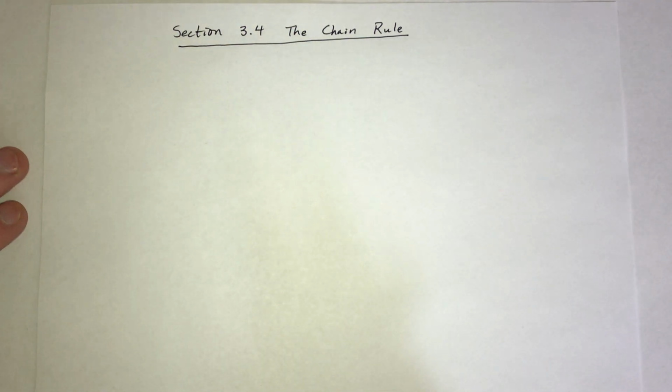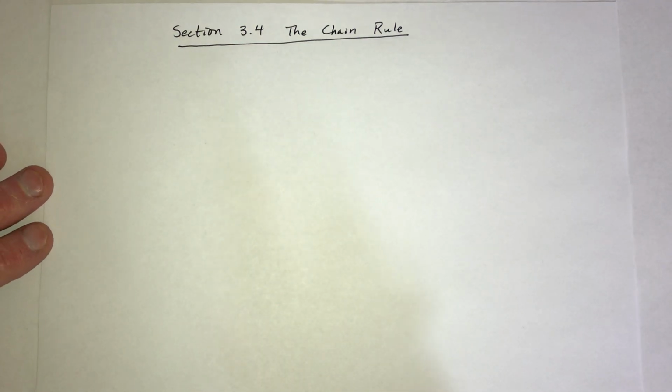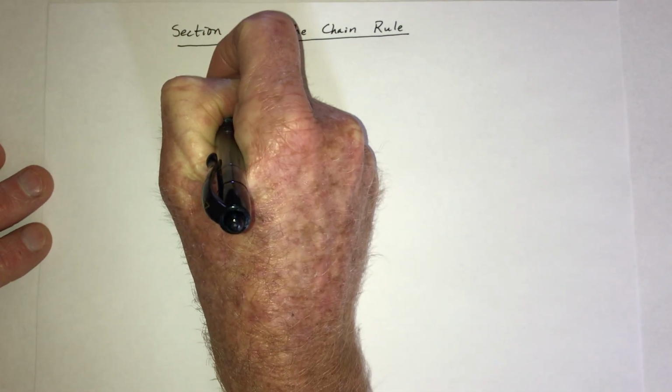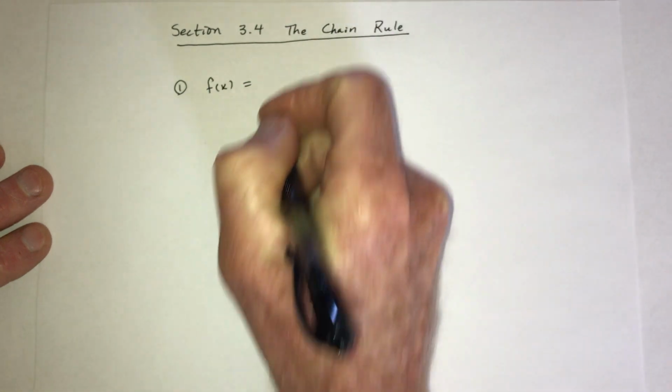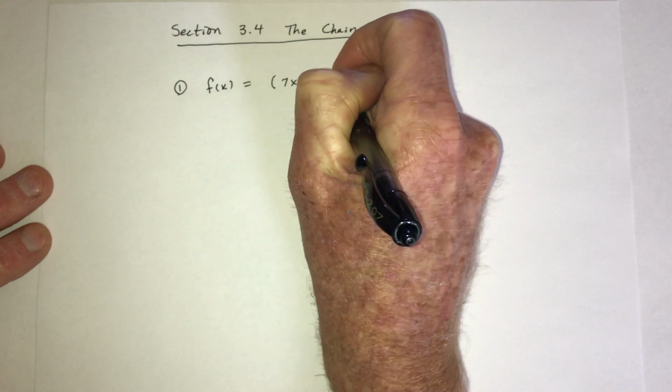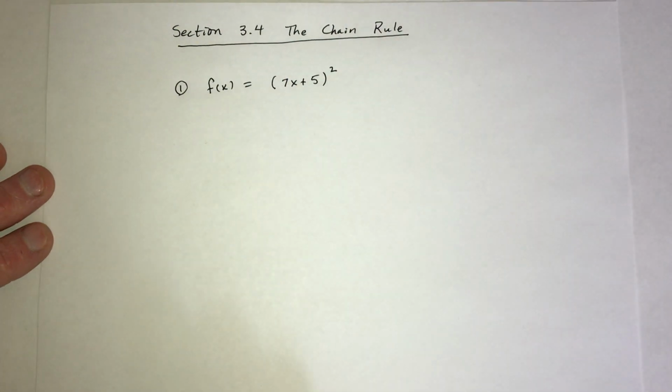Welcome to section 3.4, where we're going to talk about the chain rule. Before doing the chain rule, I'm going to do an example without it, like if it was 7x plus 5 and the whole thing is squared. Then take the derivative of that.